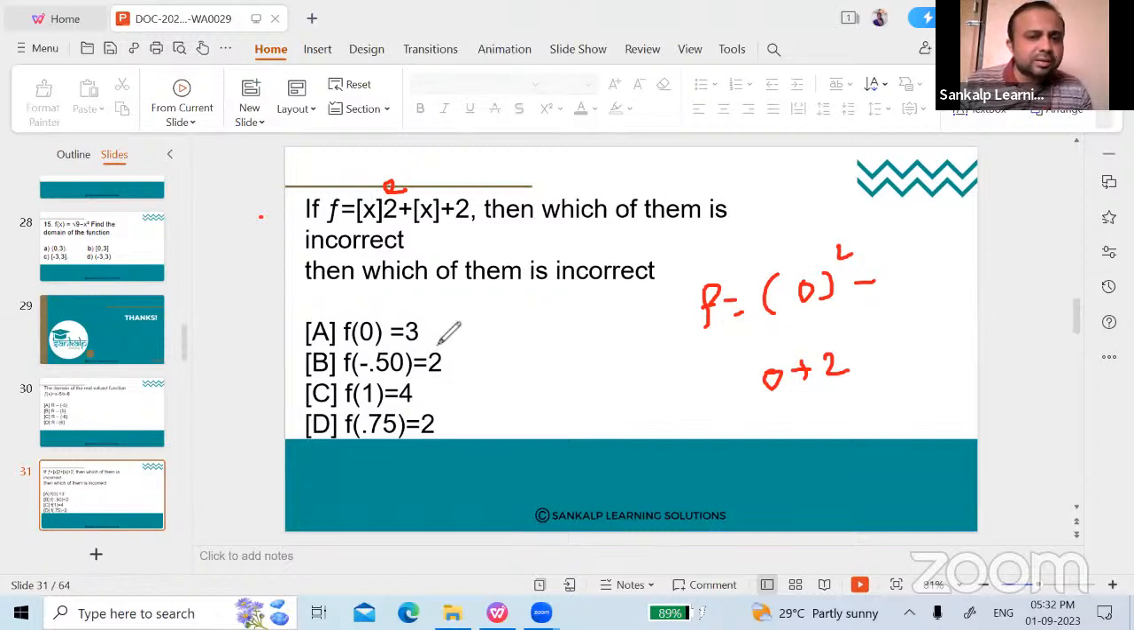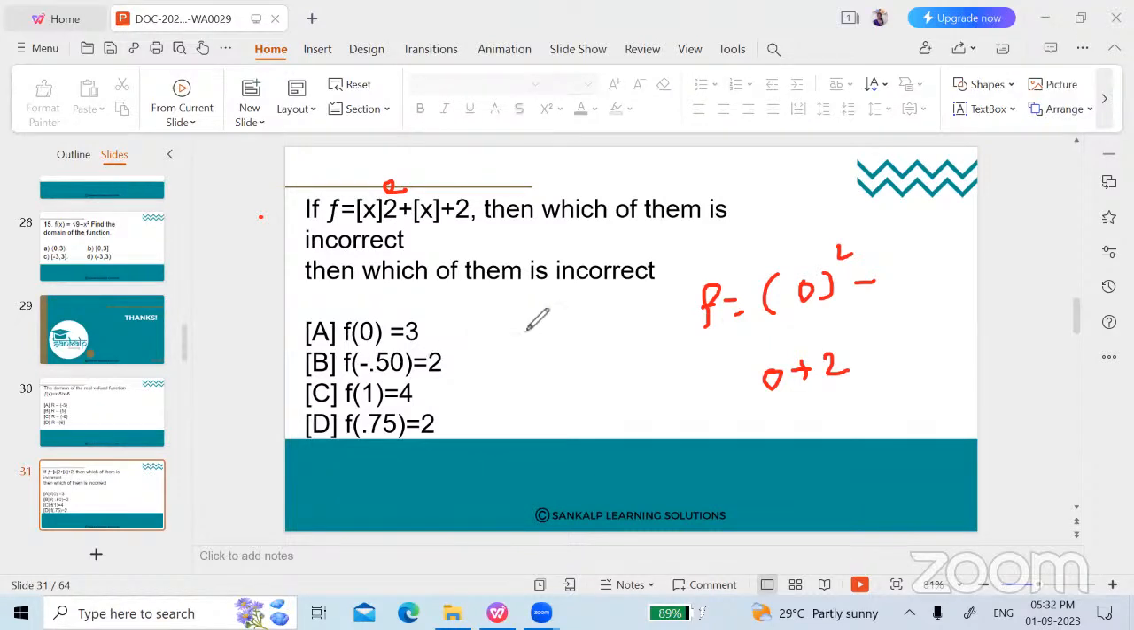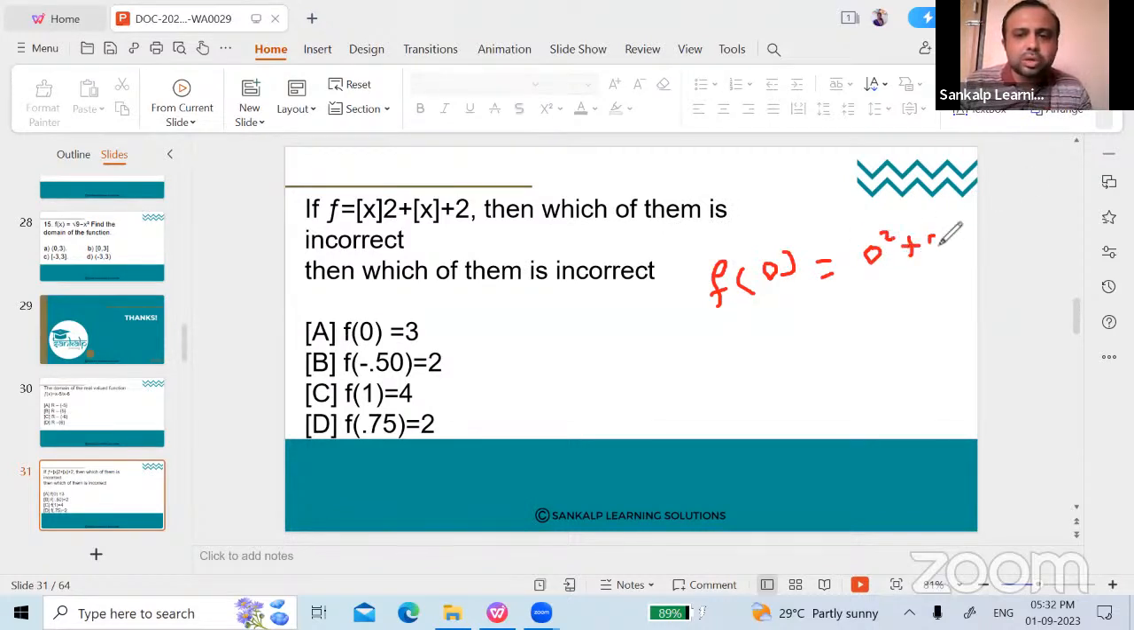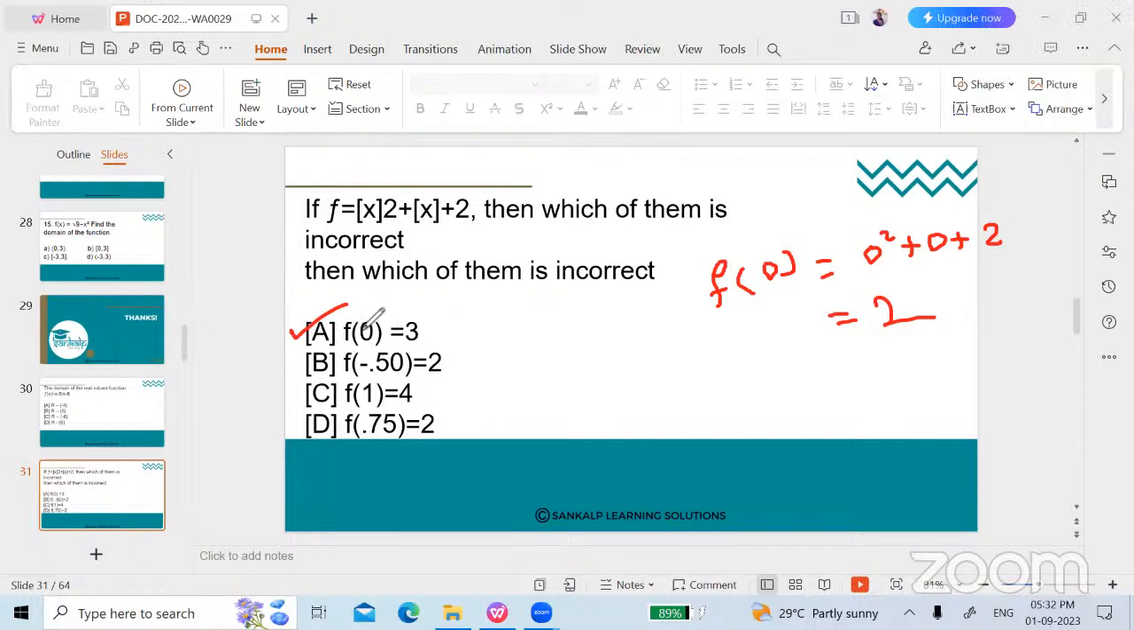But here 3 is there. So, it is the incorrect answer. Why? Because actually we should get the 2 for this. When I substitute f of 0 into the given equation, wherever x is there, start substituting the 0. 0 square plus 0 plus 2, I should get output as 2. But here 3 is there. So obviously A is the incorrect answer.